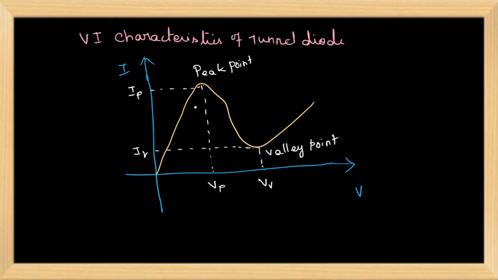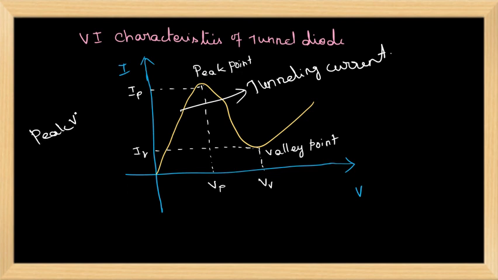In tunnel diode, because of heavy doping, tunneling current will flow through. This is what we call the tunneling current. The maximum tunneling current is IP and the voltage at that point is VP. We call it the peak voltage and peak current.